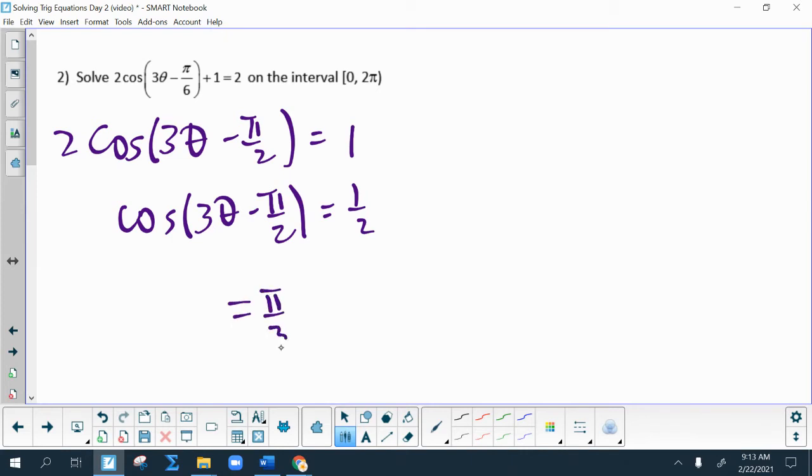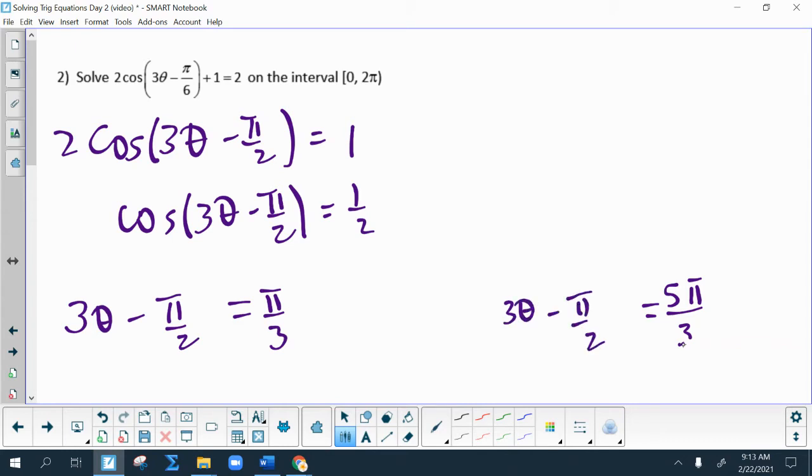Cosine is equal to a half at pi over 3, and then in the fourth quadrant at 5 pi over 3. So we're going to take that inside stuff and set it equal to each of those two answers that we got. Every time it's the same process. And then we're going to solve for theta.